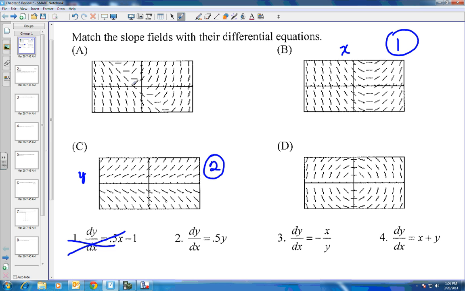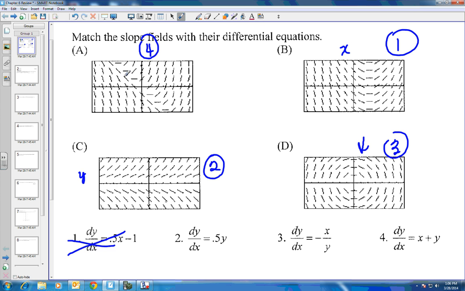So then my only other ones I have to figure out would be this one and this one, because they both are in terms of X's and Y's. Okay, here's the shortcut. This is a very common slope field to see, and it always will go with an X over a Y. It may be switched around, it might be Y over X, but anytime you see an X over a Y like this, it's always going to kind of look like a circle. All right, so D goes with number 3, which means A has to go with number 4.